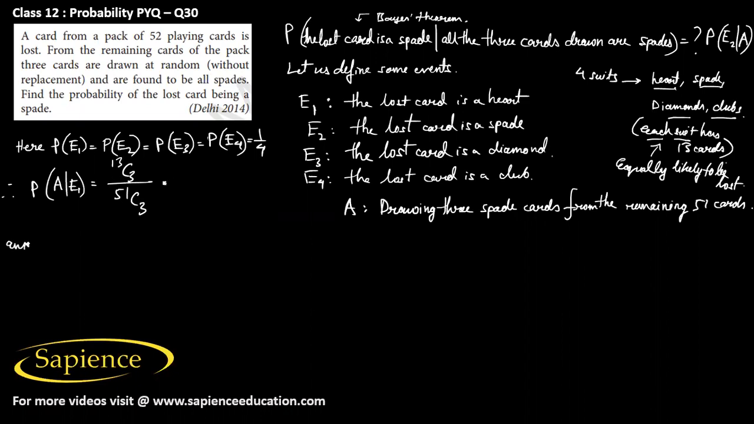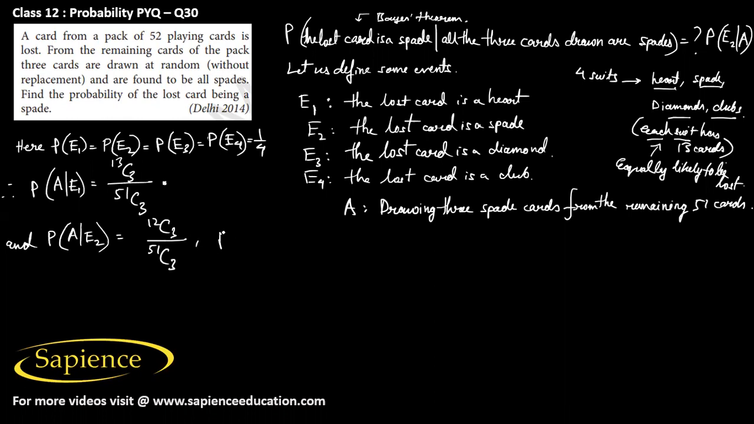And similarly, the probability of choosing all 3 spade cards, given that the lost card is a spade. So now 12 spade cards are remaining. So out of them 3 spades we have to choose by 12 C3 ways, and from the remaining 51 we can choose any 3.